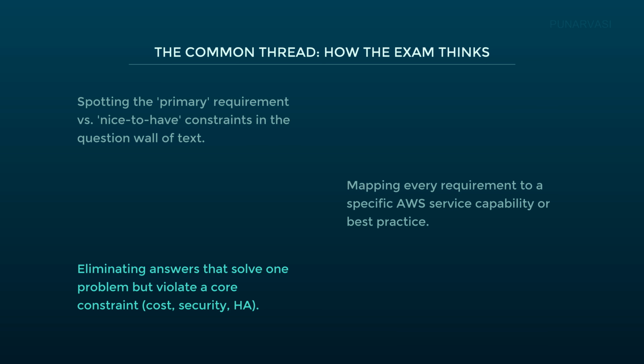Now, let's solidify this approach. The key insight is that correct answers do not just check requirement boxes, they stand firm on foundational principles. What this means is that you eliminate any option that compromises a non-negotiable pillar, like cost efficiency or high availability. Your winning strategy is to identify and discard choices that violate these core constraints first.